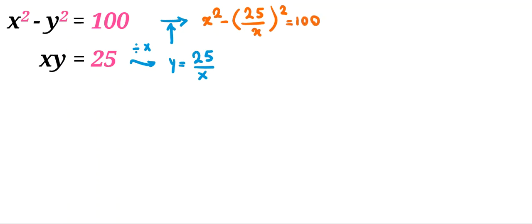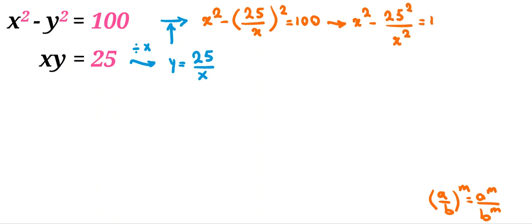Now here, by the power rule, we know that (a over b) to the power of m equals a to the power of m over b to the power of m, when they are positive numbers. So here it will be x squared minus 25 squared over x squared equals 100. Next step, we multiply both sides by x squared.